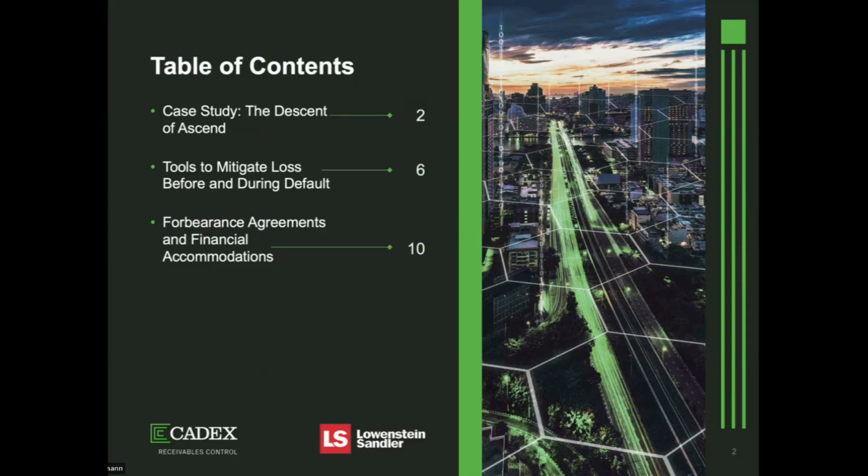So what we're going to cover today, yes, I'm waiting for this next slide. And then we're going to cover a great case study. It'll be fun to hear this. This is the ascent of Ascend. It's a great way to look through this and see some of the things that we looked at last time and how to actually use them. Then we're going to talk about tools to mitigate loss before, but also during an event that's a default event. So let's step right into it.